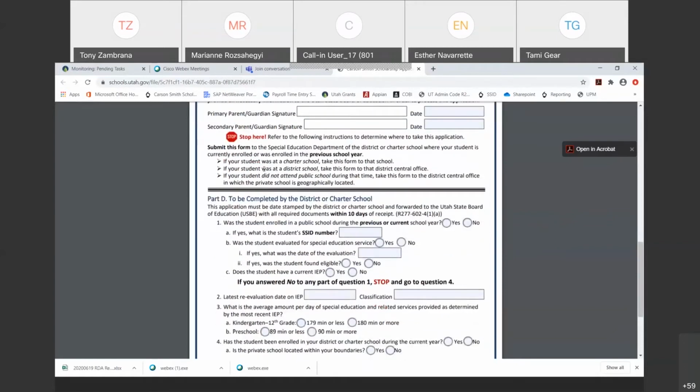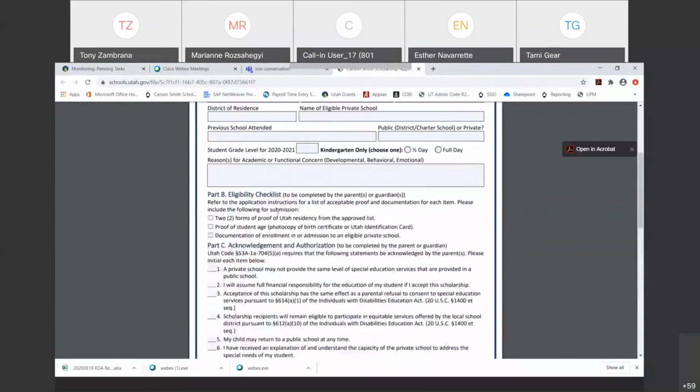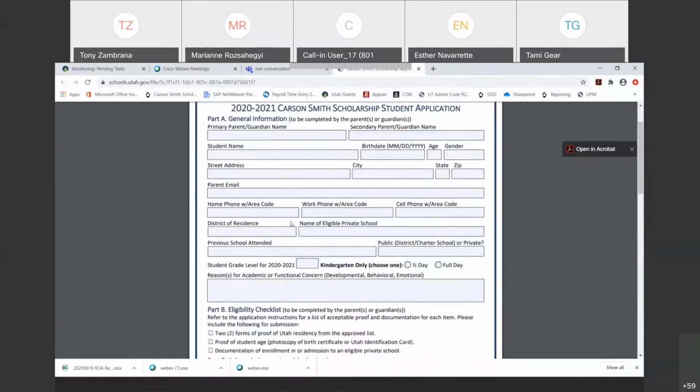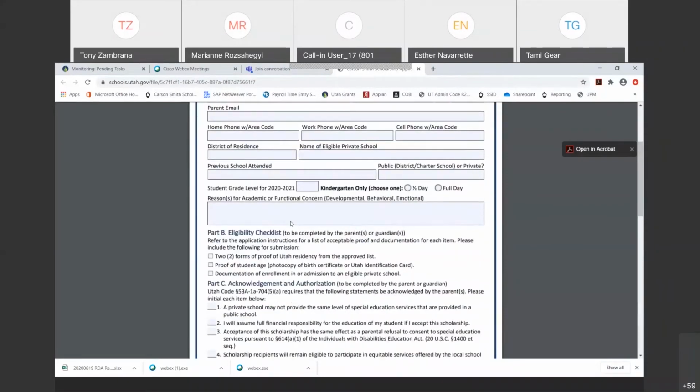Tony, another question that came up is, do they put the district our school is located in, or the one where they live? If you went back to that slide showing where they send it, it's going to depend on if they were in a public school the previous year. Go back to that slide. So to answer that question, just refer back to that flow chart and you'll get your answer. It just depends on a few variables. If you follow that flow chart, you'll be able to figure out where the application needs to go.